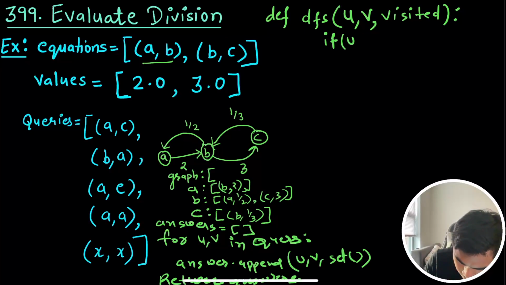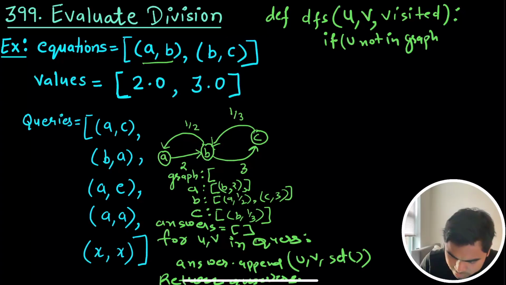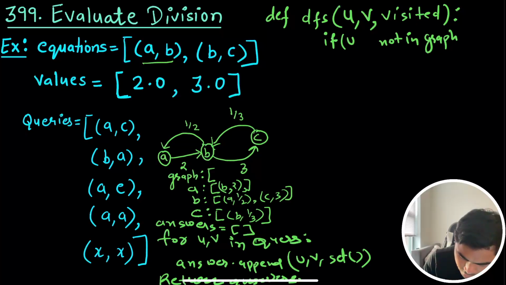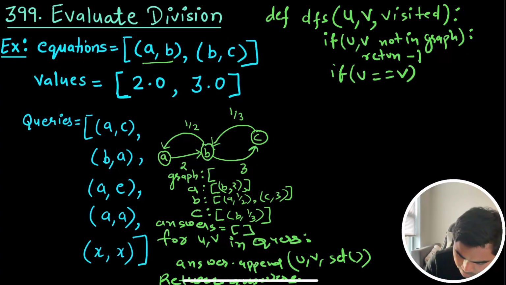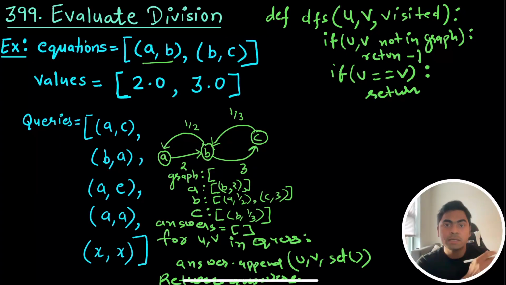So if u or v not in graph, then return -1. Well, if u equals v, then you return 1, because what is the cost of going from A to A? A is connected to itself, so it's going to be just 1, so return 1.